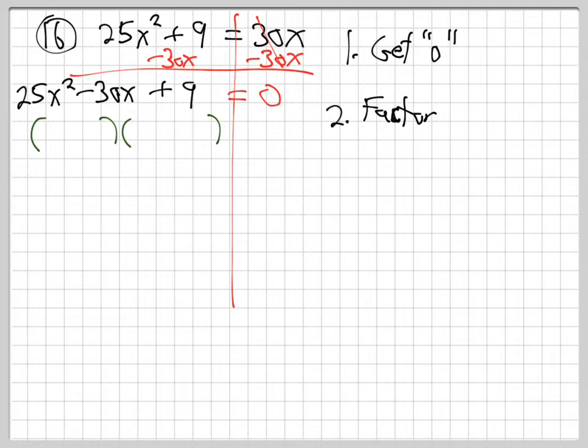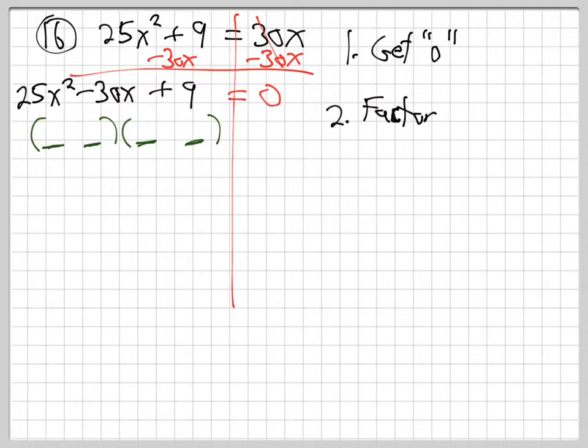Now, this is the harder kind because we have a number in the front, 25x squared, but it's not impossible. We can do it. So remember, you're going to have something in the front, something in the back, something in the front, something in the back for each parenthesis, and they have to multiply, two things with two things, to go back and be the 25x squared minus 30x plus 9.